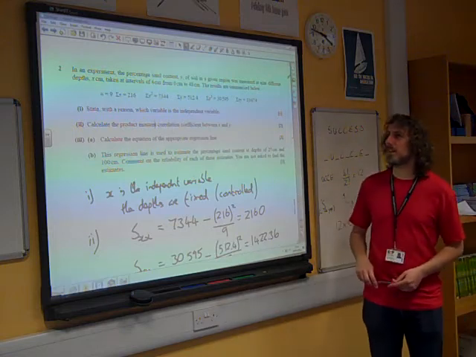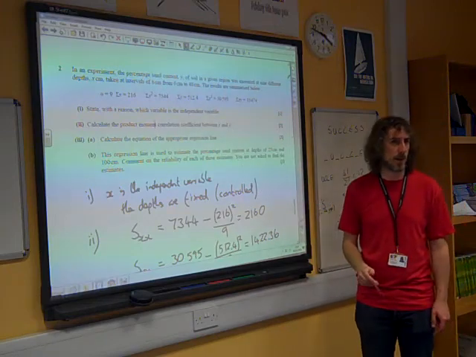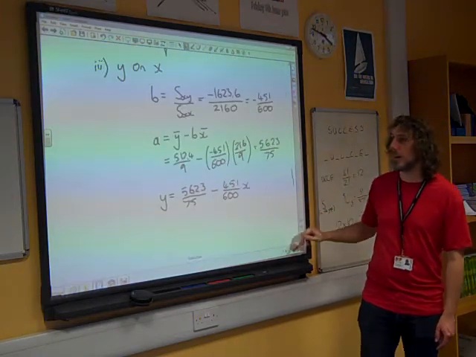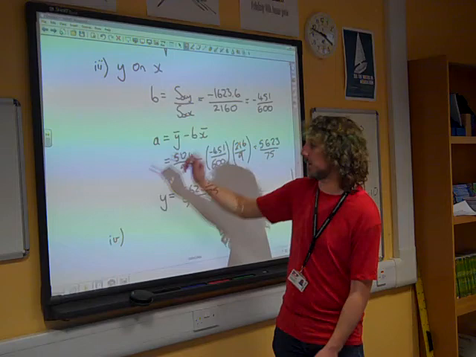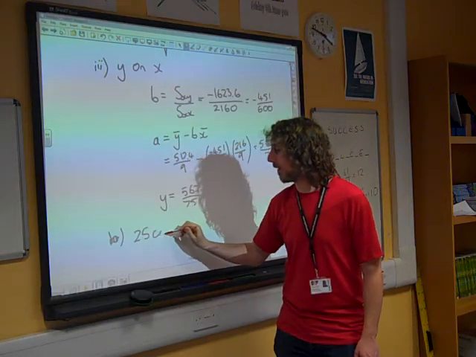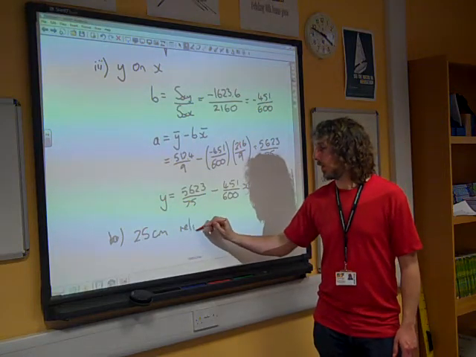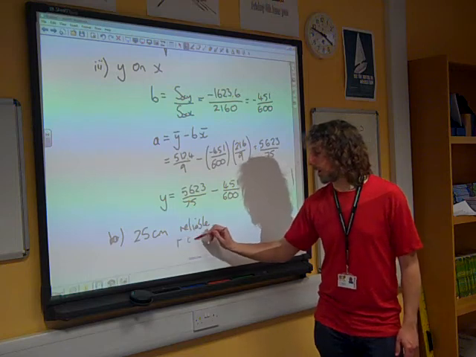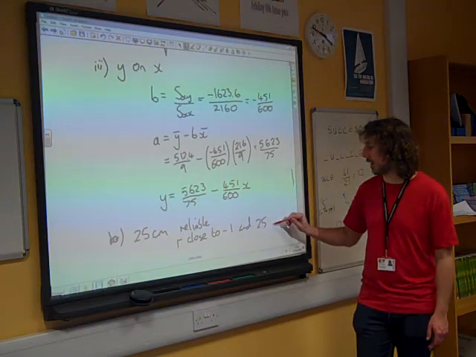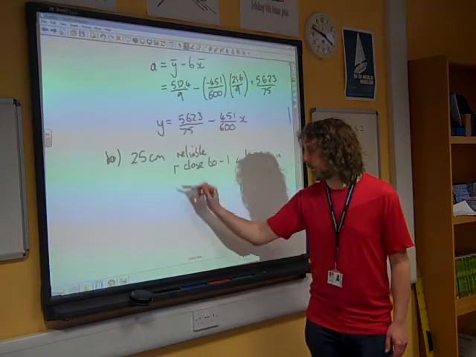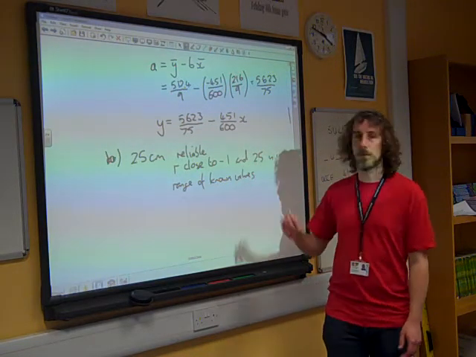The first one, 25 centimetres. Well, we've taken readings from 0 to 48. And 25 is bang in the middle of that. So 25 is very reliable. This is part 3b. 25 centimetres, that figure would be reliable. r is close to -1. And 25 is inside the range of known values. We're really happy about using 25 as our figure.